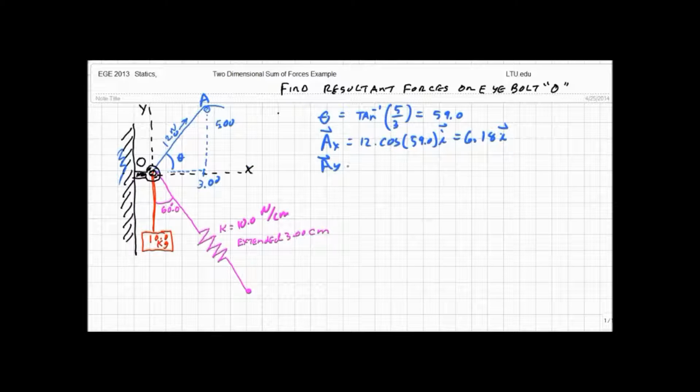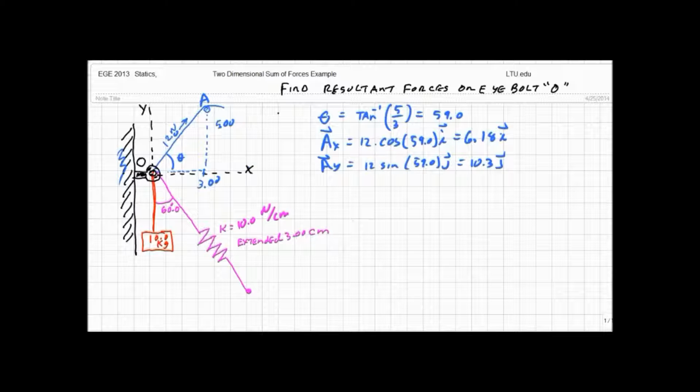And AY is equal to 12 sine of 59.0 J, equals 10.3 J. And that's that one in Cartesian coordinates.